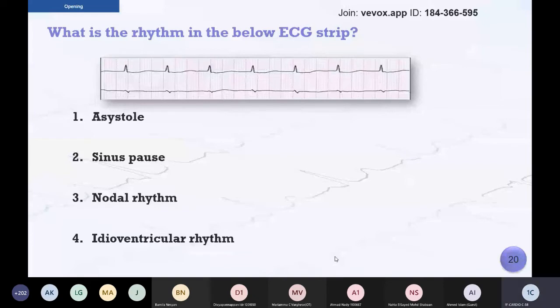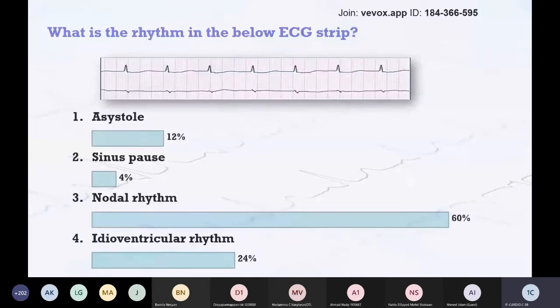So I think many people know the answer now. It's a teaching lecture, not a testing lecture. So 20 people, 21, 22, 24, good. So let's see the correct answer. So excellent. So 60% of you said nodal rhythm, which is the correct answer.